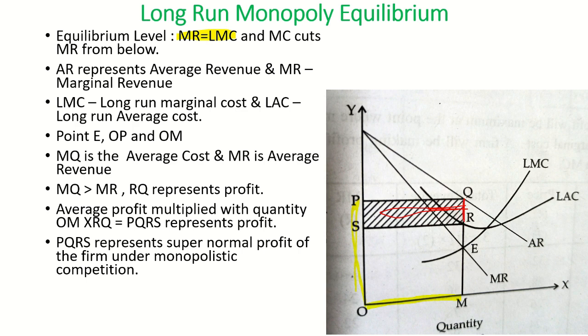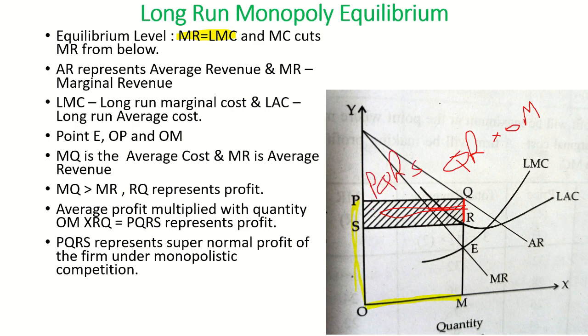We want to find out the profit of this firm. In order to find out the profit, what we did is that we multiplied QR into OM. QR into OM. So when we multiplied QR into OM, what did we get?